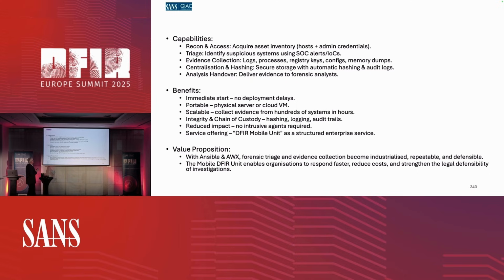Recon and access: acquire asset inventory, hosts, and admin credentials. Triage: identify suspicious systems using SOC alerts and IOCs. Evidence collection: logs, processes, registry keys, config, memory dumps. Centralization and hashing: secure storage with automatic hashing and audit logs. Analysis and handover: deliver evidence to forensic analysts.